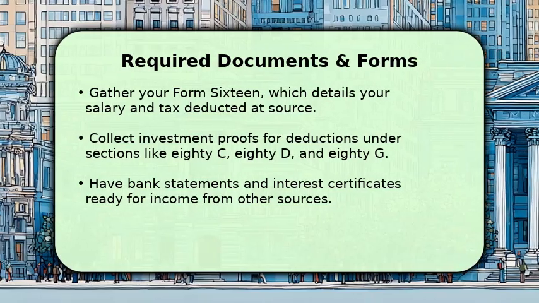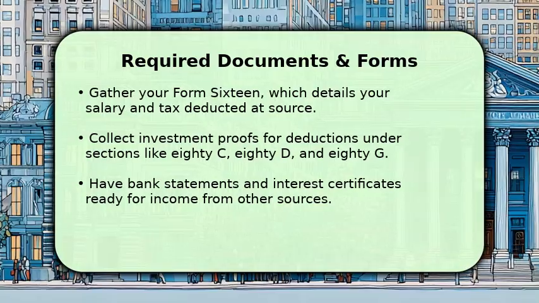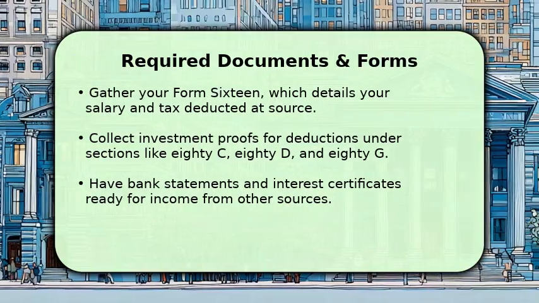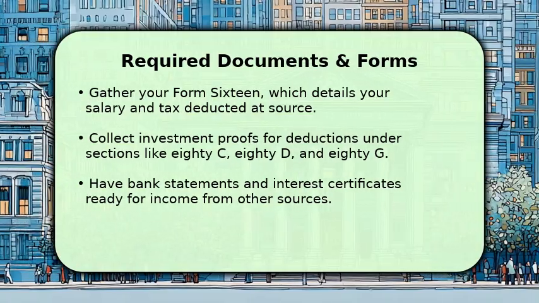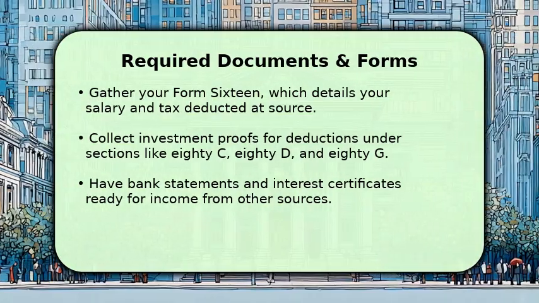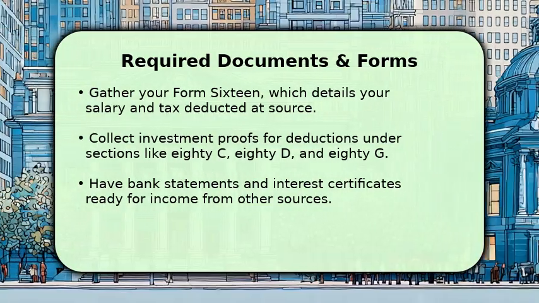To begin, ensure you have your Form 16, which is crucial for salary and tax deducted at source details. Gather all investment proofs for sections like 80C, 80D, and 80G, as these significantly reduce your taxable income. Don't forget bank statements and interest certificates for any other income.